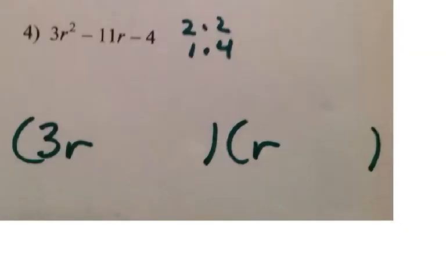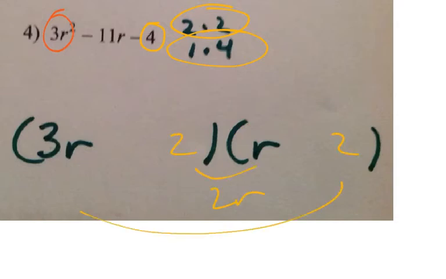This one here, a little bit tougher just because of the 3r squared, but I'm going to start out with 3r times r, right? Okay. Now what about the 4? Well, the 4 could be 2 times 2 or 1 times 4. Now guys, if I do 2 and 2, notice I have 2r and 6r. And that doesn't make 11r. I need this minus 11 in the middle. Okay? So we already just seen that 2 and 2 don't work. So we're going to do 1 and 4.